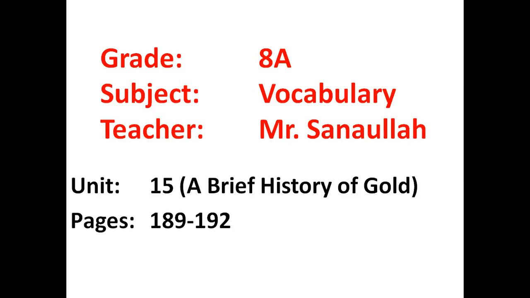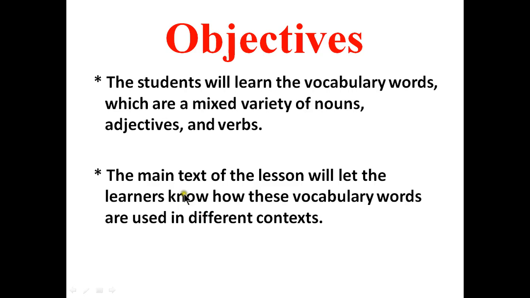My dear students, last time we studied the main text of unit number 15, whose topic is a brief history of gold. And today we will do two exercises of unit number 15 from page 189 to 192. During our today's lesson, the students will learn the vocabulary words, which are a mixed variety of nouns, adjectives and verbs. The main text of the lesson will let the learners know how these vocabulary words are used in different contexts.